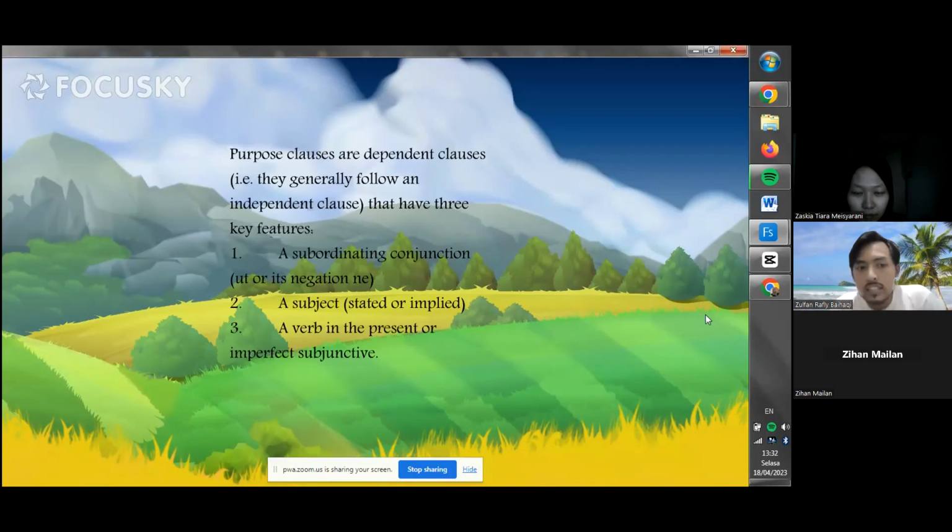The first one is a subordinating conjunction, or its negation. The second one is a subject, stated or implied. And the third one, the last one, is a verb in the present or imperfect subjunctive. Let's go to the next slide.